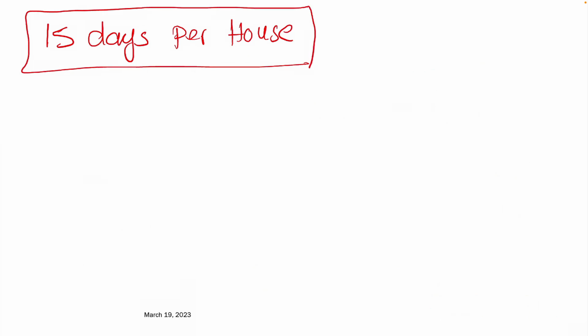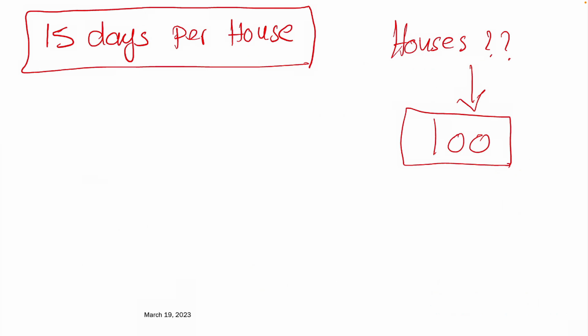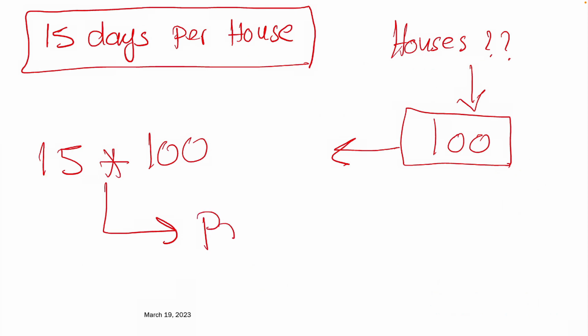Okay. The second point I would like to discuss with you. Now, you say that you need 15 days per house, and this is your productivity. This is very good. But you didn't tell me how many houses you have. Let's assume, since it is a mega project, you have 100 houses. Then simply the project duration should be 15 multiplied by 100, if you are doing one house at a time. So this will give us the project duration.